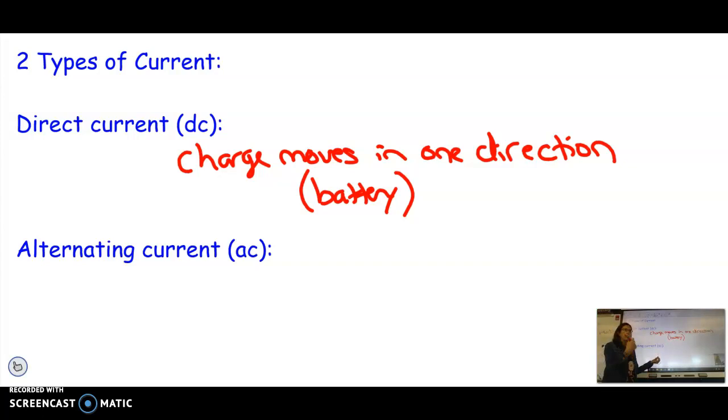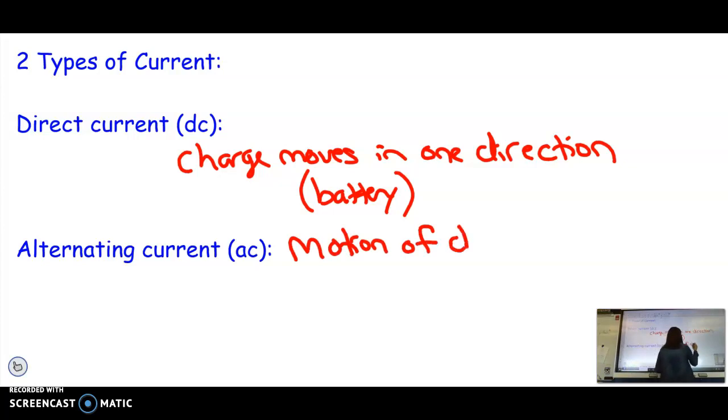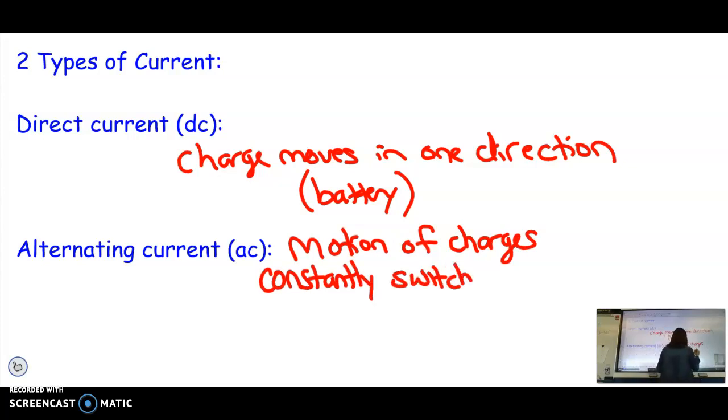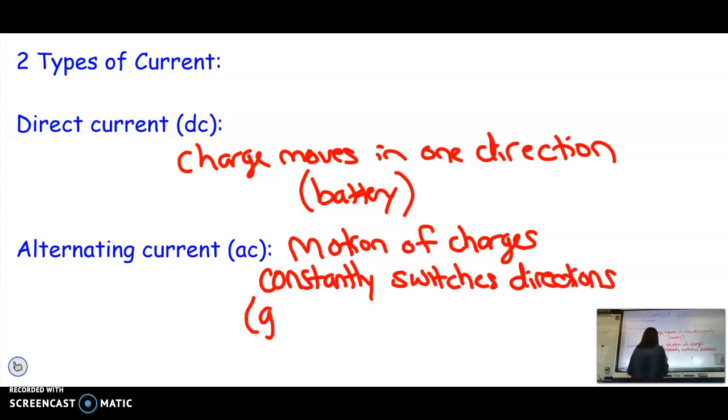One side's positive, one side's negative. The charges are going to move according to that. Now, alternating current, on the other hand, is when the motion of the charges constantly switches back and forth, or switches directions. And this is what you would see with something more like a generator.